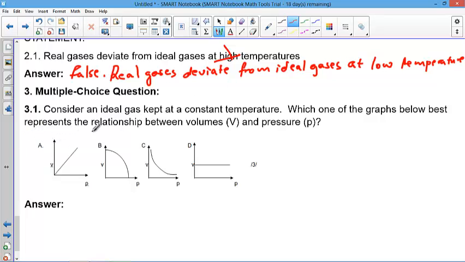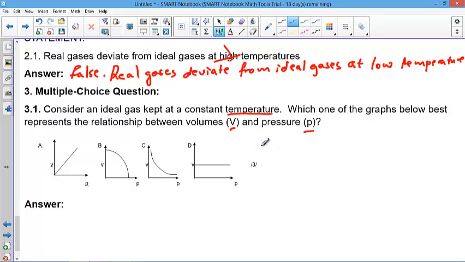Let us go to the third question. Consider an ideal gas kept at a constant temperature. Which one of the graphs below best represents the relationship between volume and pressure? Well, we've been told that temperature is constant. If we're keeping temperature constant, then it should come into your mind that we're investigating the relationship between volume and pressure, and that will be Boyle's law.